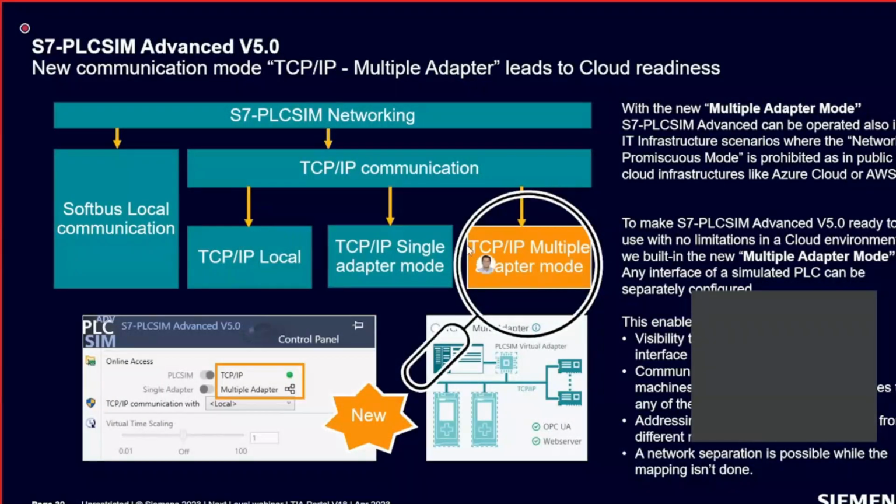We have introduced TCP/IP multi-adapter mode. Previously, in a single adapter, the network adapter reads all the incoming telegrams, including those not intended for it, and sends all of them to the CPU. Whereas in multi-adapter mode, it has a mapping of a MAC address, so whatever telegram is intended for the adapter is the only one sent to the CPU.